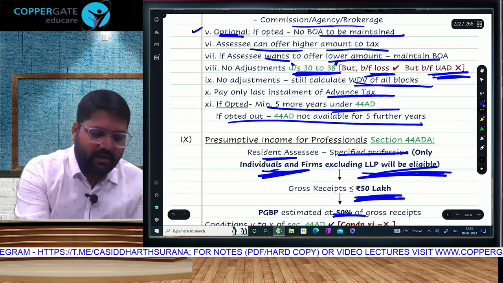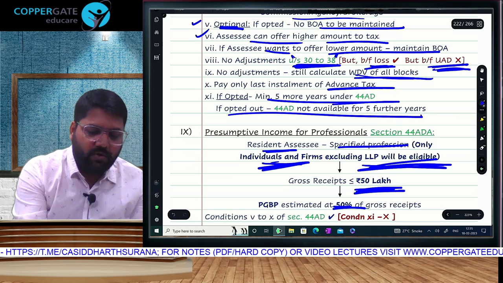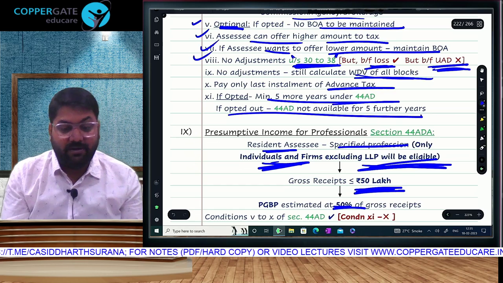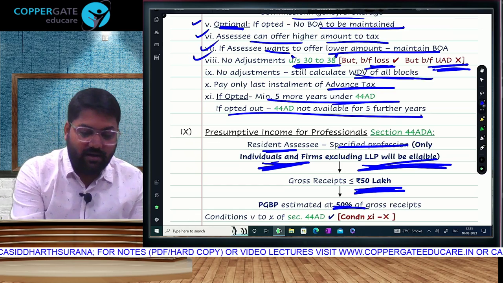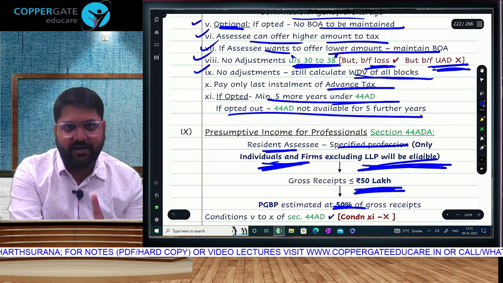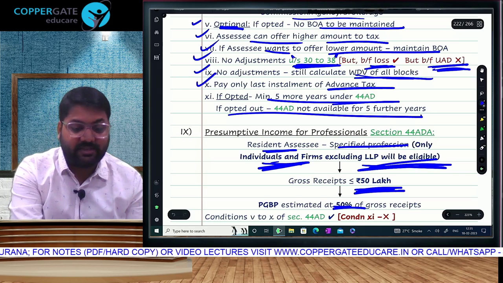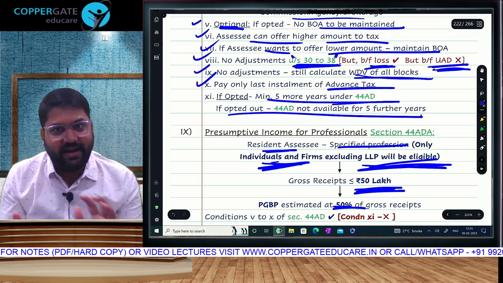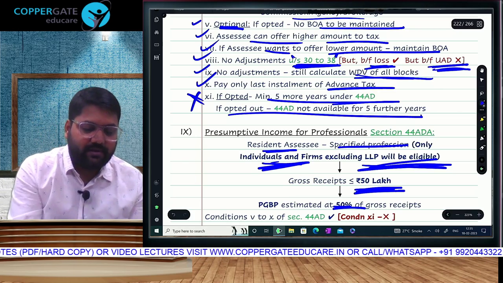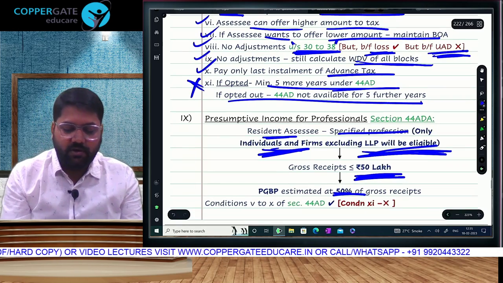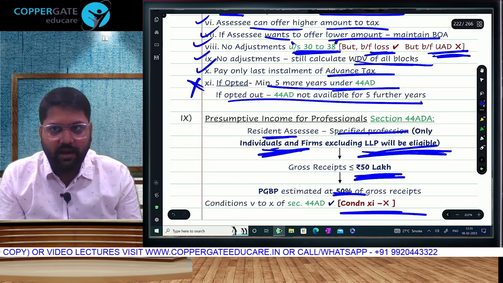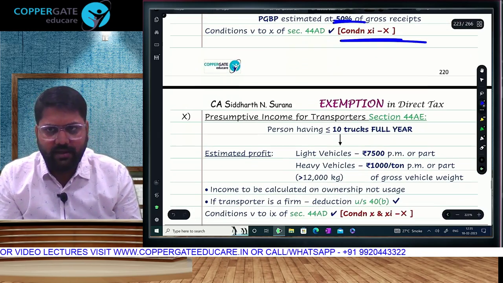So, optional hai, offer higher amount, lower ke liye books of accounts, no adjustment but brought forward loss will be adjusted. WDV you have to calculate. Last installment of advance tax is for ADADA. Only this 5 years ka compulsion is not applicable, and condition 11 is not going to be applicable. All other conditions are going to be same.